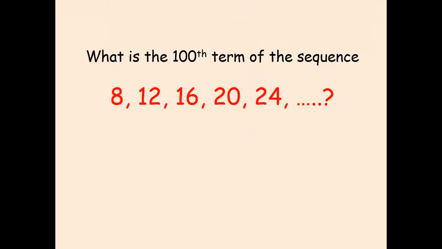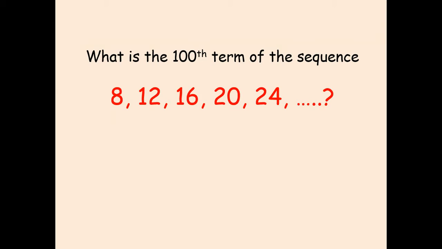So this one here, they may give you a sequence 8, 12, 16, 20, and 24. They may ask you what is the 100th term of this sequence. Now, we can work out what the difference is. From 8 to 12, you add 4. From 12 to 16, you're going to add 4. You're going to keep on adding 4 to get to 20, 24, 28, and so on and so forth. I can add 4 each time.